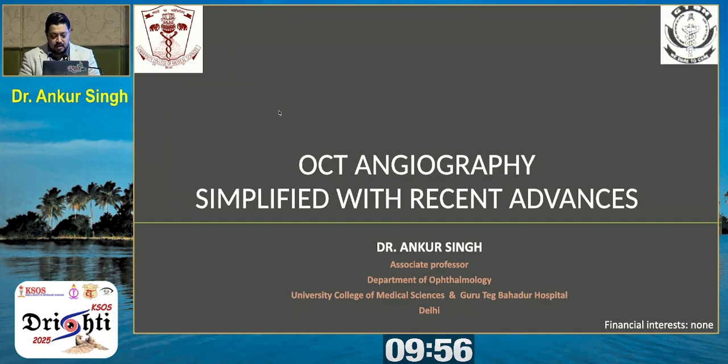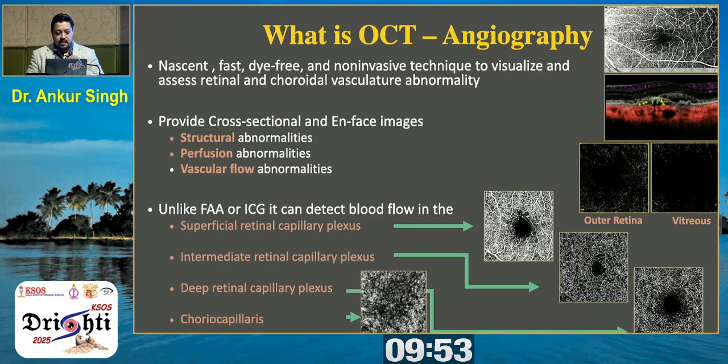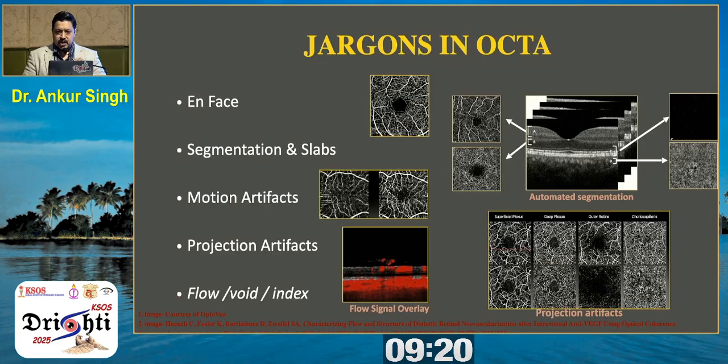Thank you, Dr. Anju. I'm going to talk about OCT angiography. So, why OCT angiography? OCT angiography is a nascent, fast, dye-free, non-invasive technique to visualize and assess retinal and choroidal vasculature abnormalities. It provides us with cross-sectional as well as en-face images to detect structural, perfusion, and vascular flow abnormalities. Unlike FFA and ICG, which detect blood flow only in the complete retina because they treat the retina as a unit layer, you can detect blood flow with the help of OCT angio in the superficial, intermediate, and deep retinal capillary plexus as well as the choriocapillaris.